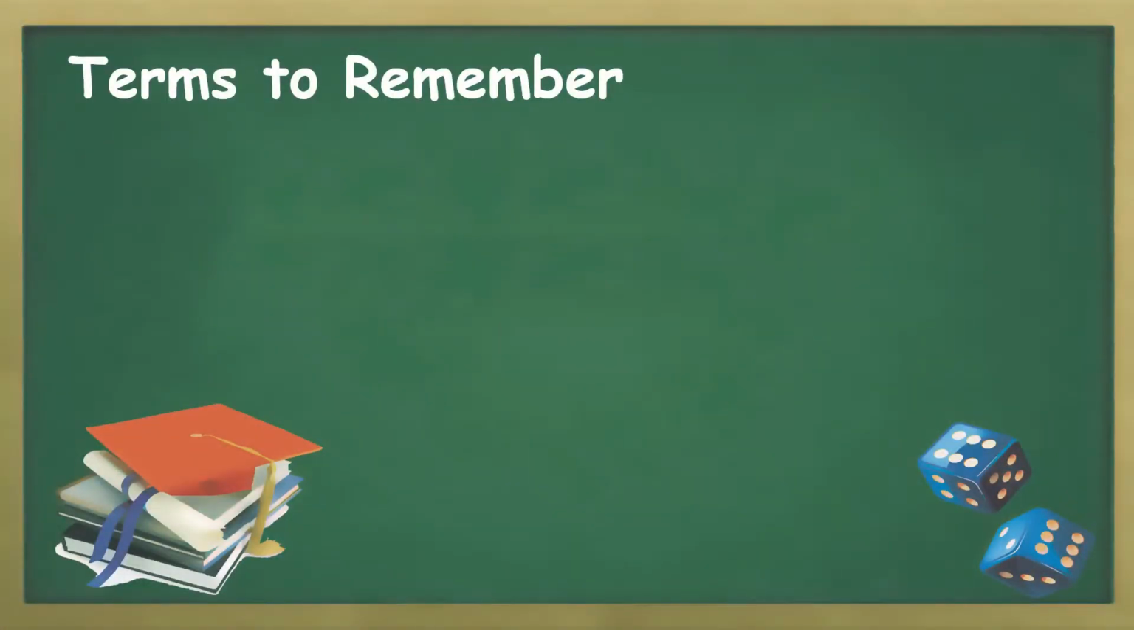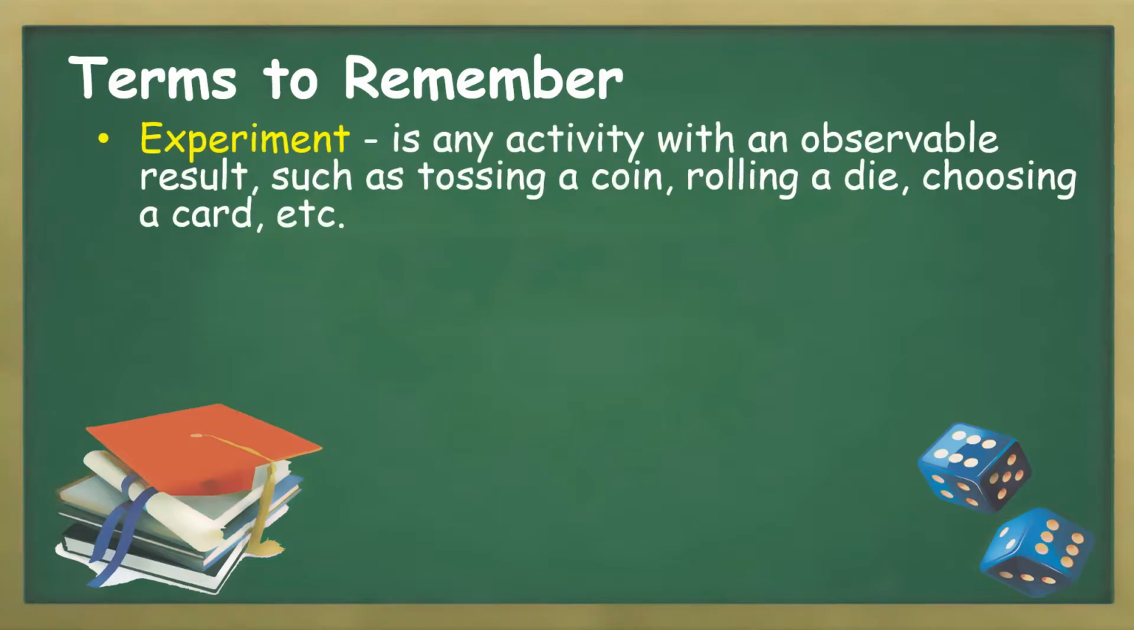So before we proceed with our topic, let's have some terms to remember when we discuss the fundamental counting principle. So the first one is experiment. In the fundamental counting principles, when you say experiment, it is any activity with an observable result such as tossing a coin, rolling a die, choosing a card, and so on.